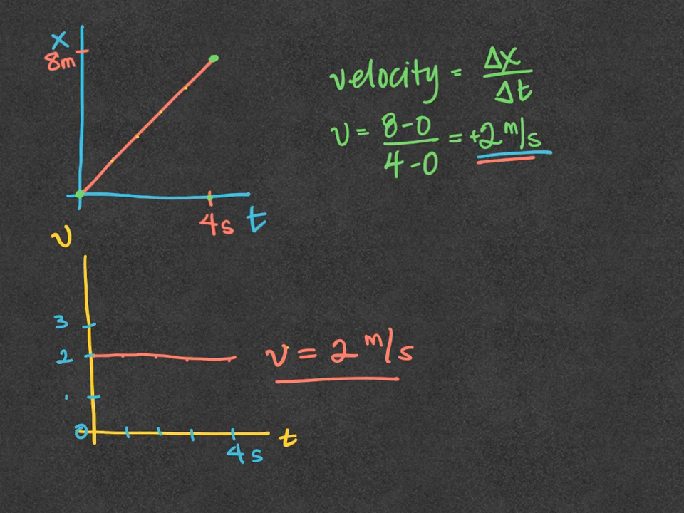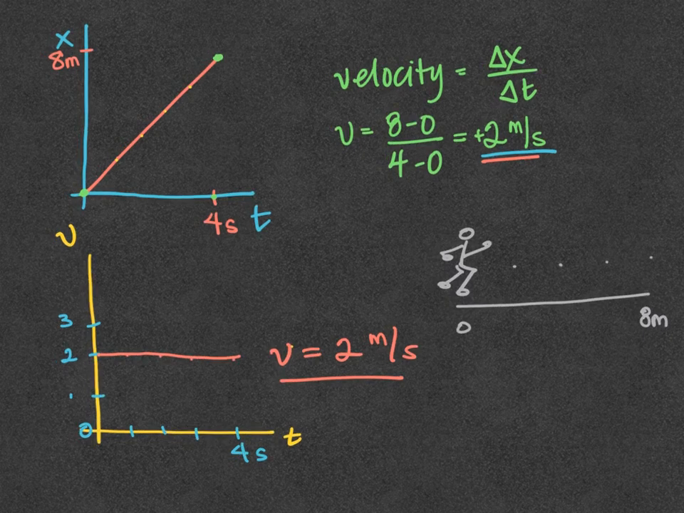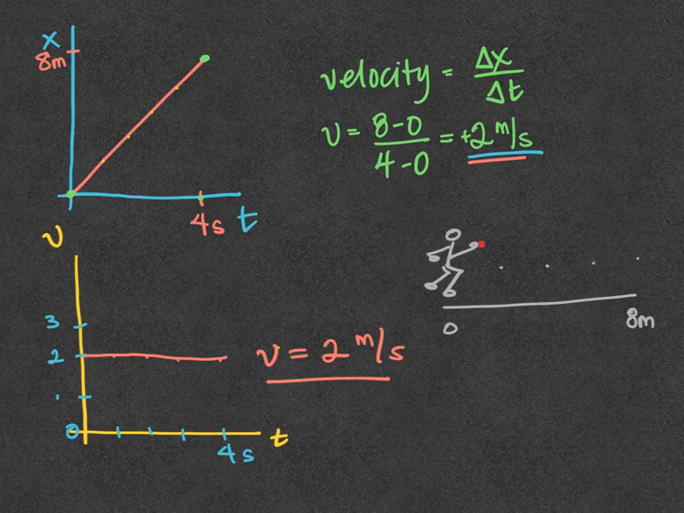Now this is for constant velocity, where a particle or an object moved from x equals 0 to 8 meters. So it would be like if our little person here moved 1, 2, 3, 4 seconds and ended up at 8 meters over here. Now really, motion isn't quite that easy, and we have more cases where objects are changing velocity. So let's look at that.